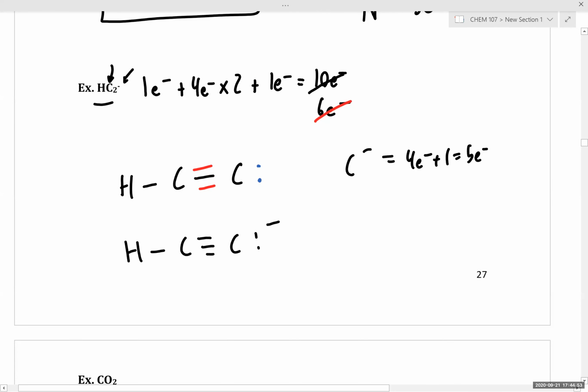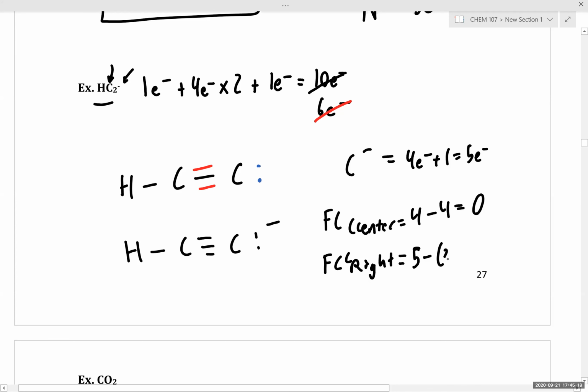So let's calculate that. Let's look at the formal charge of the carbon in our center. For our central carbon, we have four for our group number, and we have four bonds, giving us a formal charge of zero. However, for the carbon on the right, our group number is four in this case for carbon, minus our number of bonds, which is three, plus our number of lone pair electrons, which is two. And that gives us a formal charge of negative one for the carbon on the right.